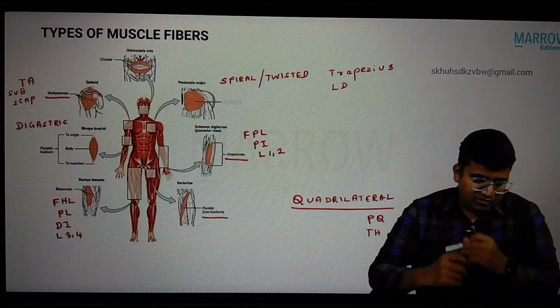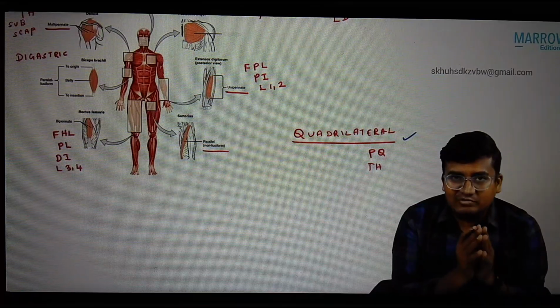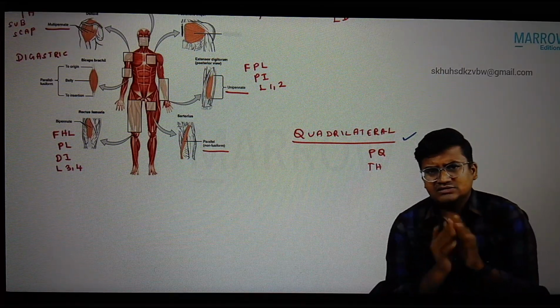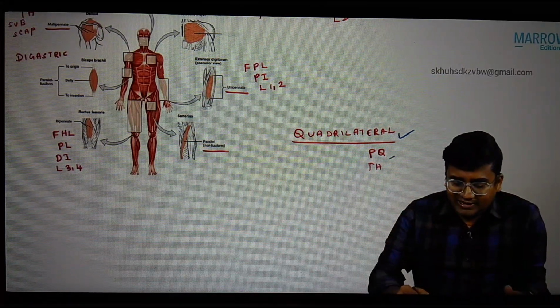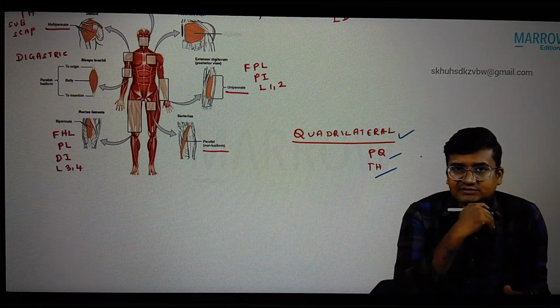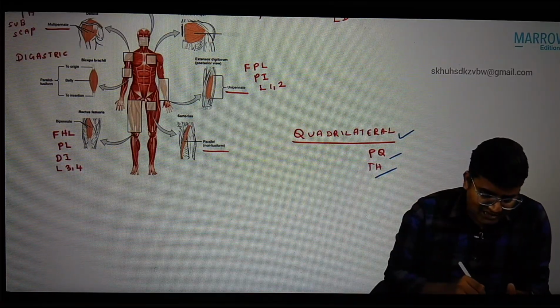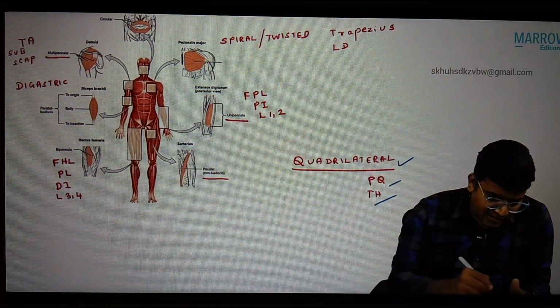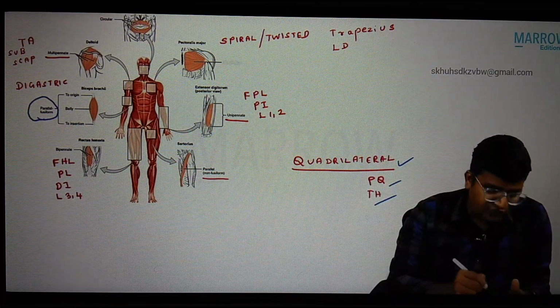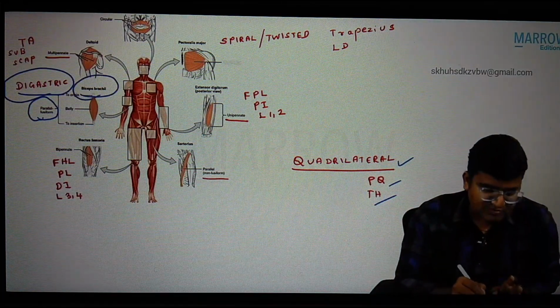Now, if the muscle fibers are in a quadrilateral arrangement, where is the quadrilateral muscle? Just remember 2 examples: pronator quadratus muscle and another muscle of quadrilateral shape, the thyrohyoid muscle. Next, the parallel fibers which are fusiform. Fusiform means broad in the middle with tapering ends above and below. Examples for fusiform type are digastric muscle and biceps muscle.